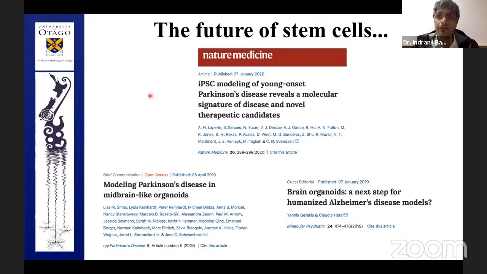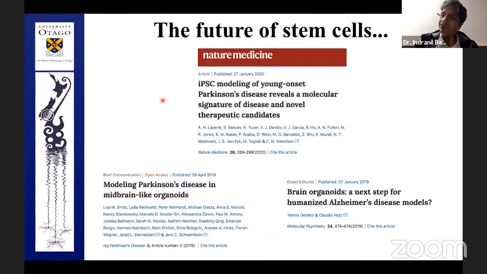Like these are tiny brains and they look like brain, but they are not exactly representing brain. So the only drawback of this type of cells that we are using is, as I mentioned, we grow these cells on a flat plastic dish.